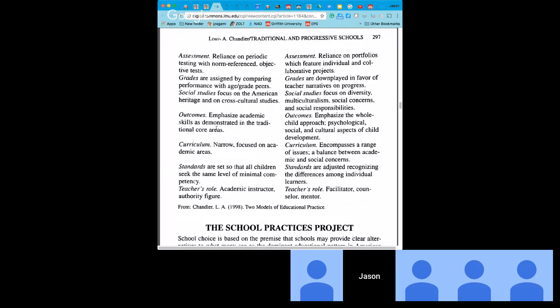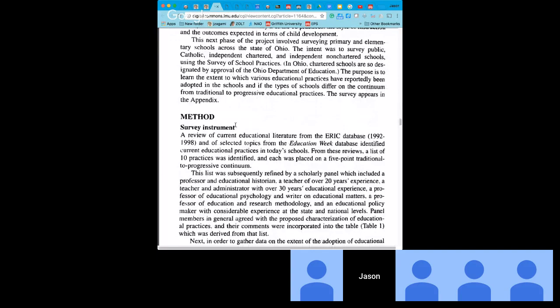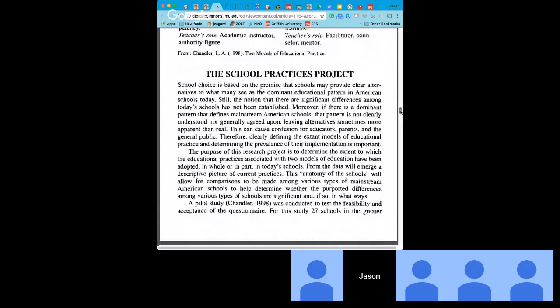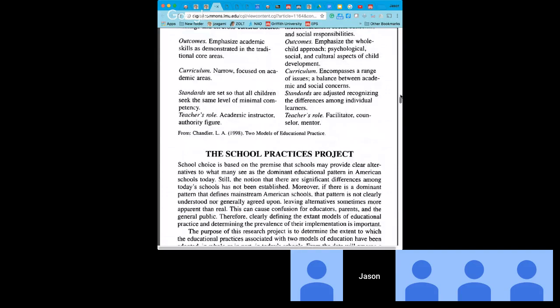We won't go through the research process that they used there, but that's the main aspects that I wanted you to get out of that particular reading. Any questions or comments?